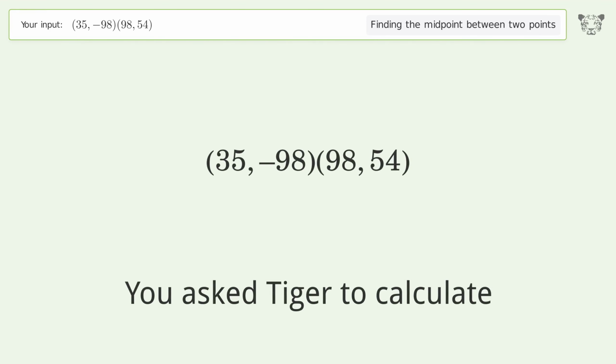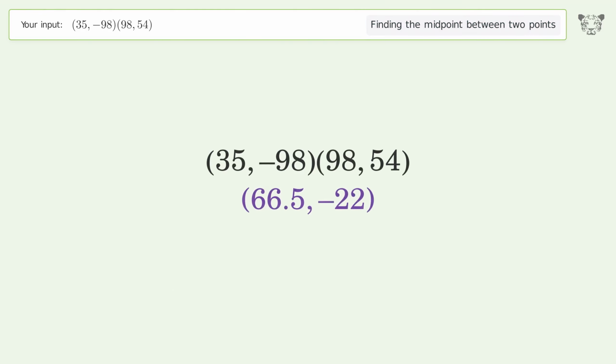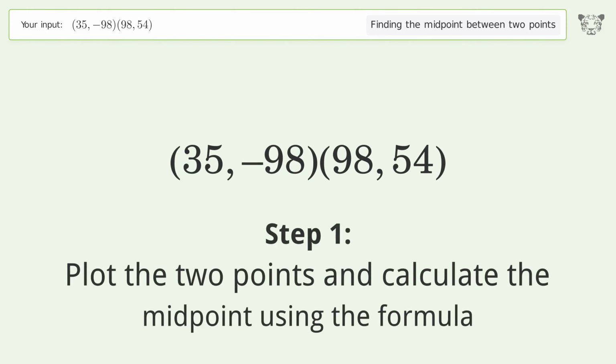You ask Tiger to calculate. This deals with finding the midpoint between 2 points. The midpoint between the 2 points is 66.5, negative 22. Let's solve it step by step. Plot the 2 points and calculate the midpoint using the formula.